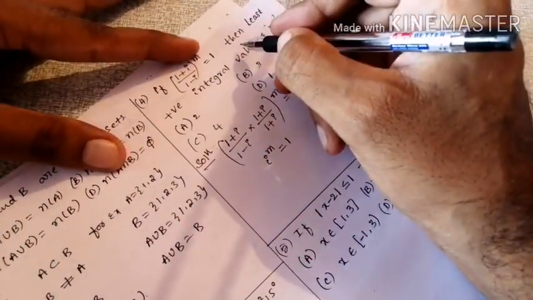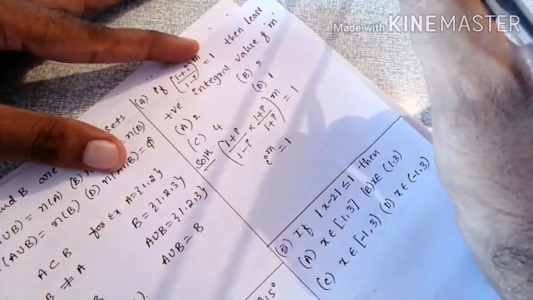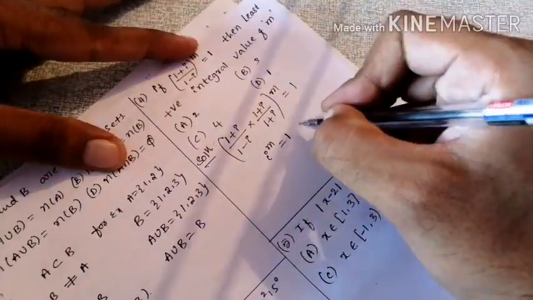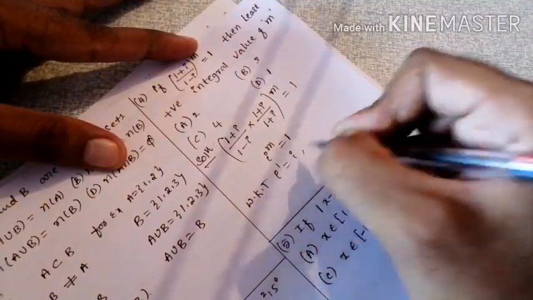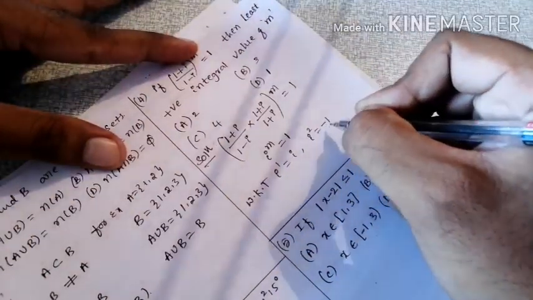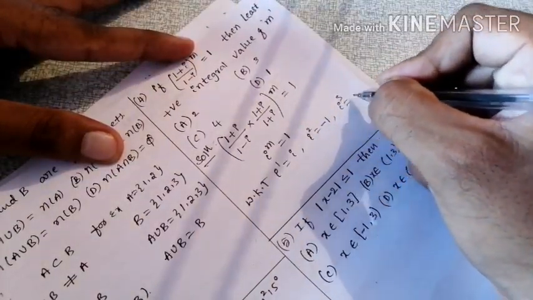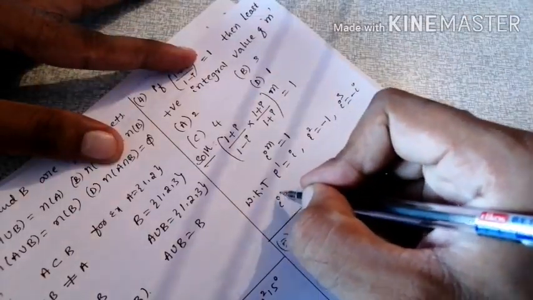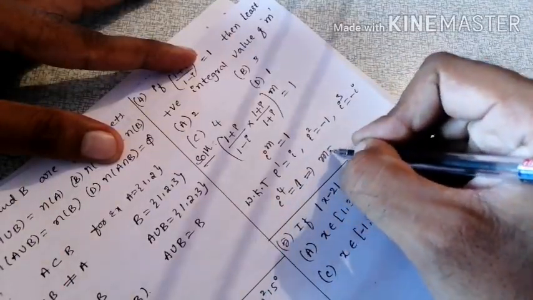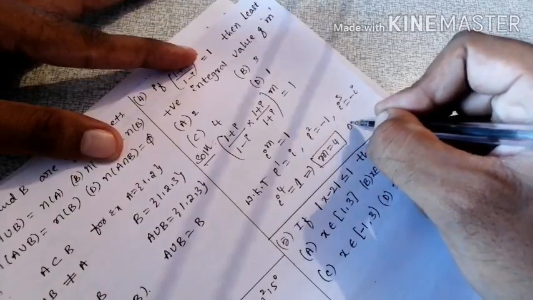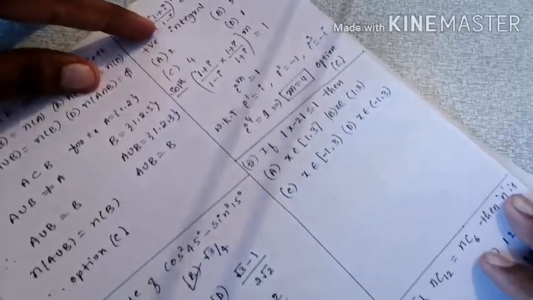But here they are asking for the least positive integral value. We know that i power 1 is i only, i square is -1, but this is not a positive value. So by putting and checking, i cube is equal to minus i, this is an imaginary value, i power 4 is equal to 1. So that implies m is equal to 4 is the right answer, hence option C. Next, move on to question number 5.